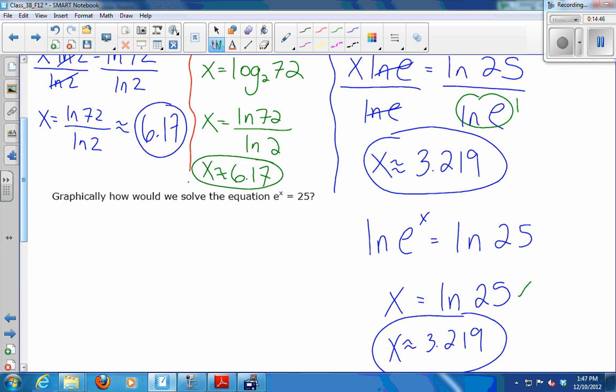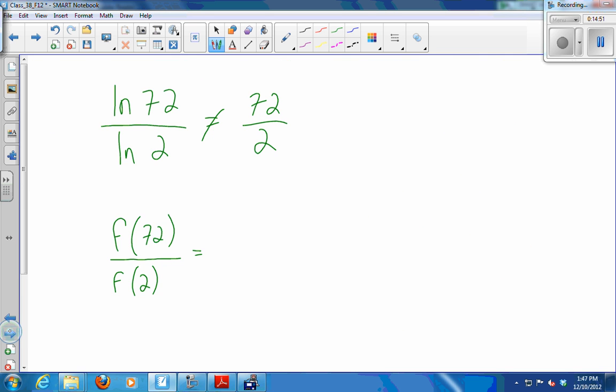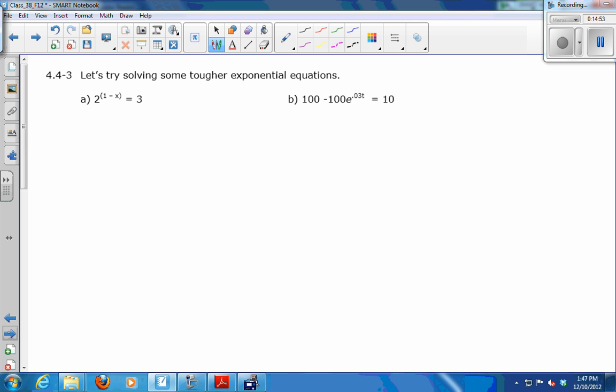So we've solved things graphically so much over the past 2 days, we're not going to go through solving this one graphically. Okay, so now we have some slightly more complicated looking equations to solve. 2 to the 1 minus x equals 3. I've got a variable in the exponent. My go-to tool when you have a variable in the exponent is take the log of both sides. Any log you want. I like the ln.